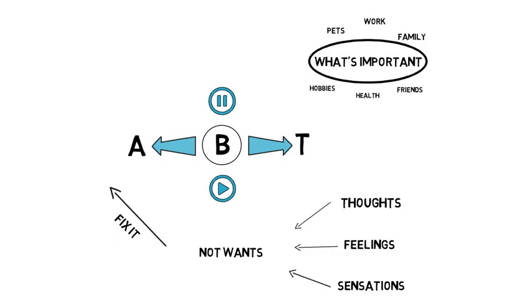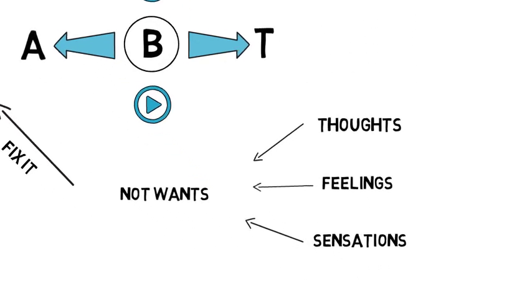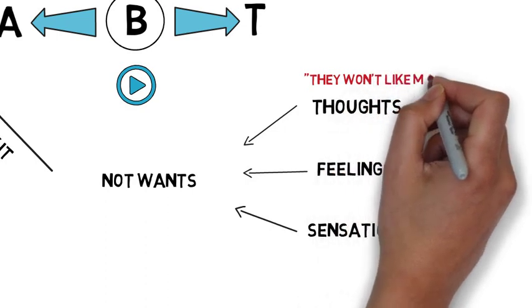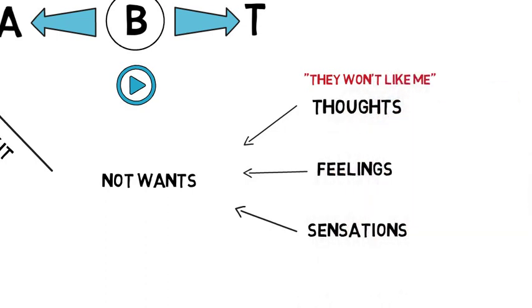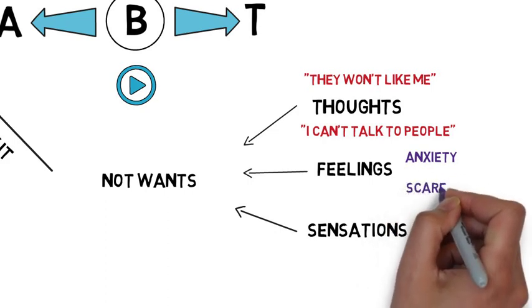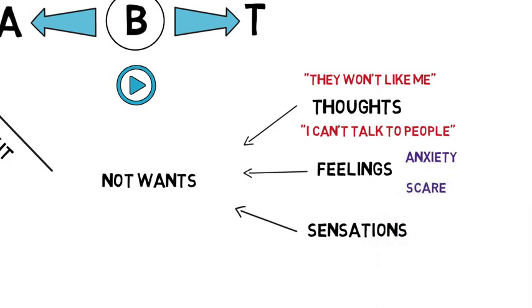What we're going to do now is apply this model to a person that we're going to name Bob. Now, Bob is suffering from social anxiety. So let's see how this model could be applied to Bob with his social anxiety. Bob's just been invited to a party, and although he really wants to go, all sorts of things come up for him around it. So some of the thoughts that he may have around this might be, they won't like me, I can't talk to people. Bob's going to experience feelings of anxiety and scare at the prospect of going out, and he feels those in his body. He notices a tight chest and tension in his head.